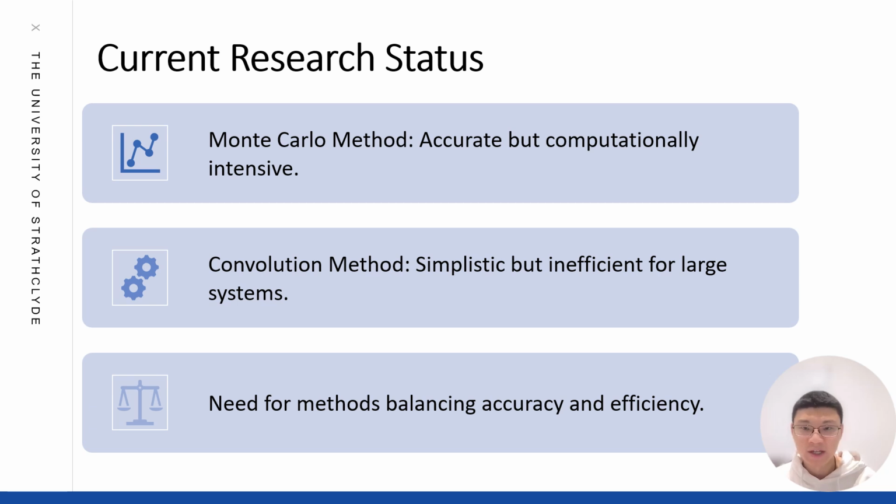The convolution method calculates the probabilistic distribution of output variables by integrating the distributions of the input variables. While it is straightforward, it becomes inefficient when applied to systems with numerous variables and complex load distributions.